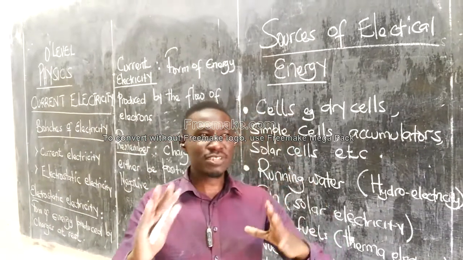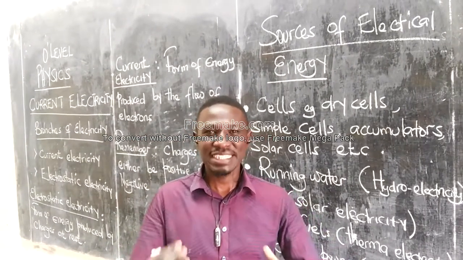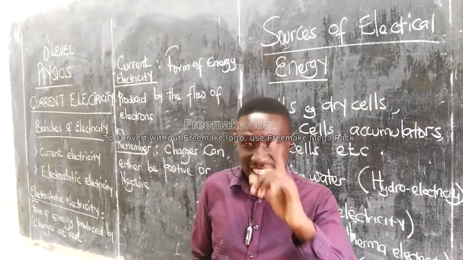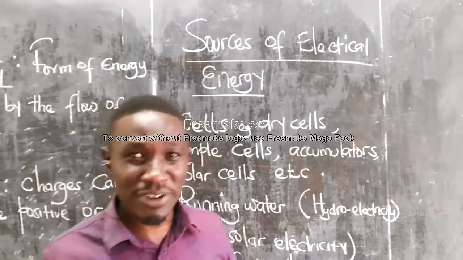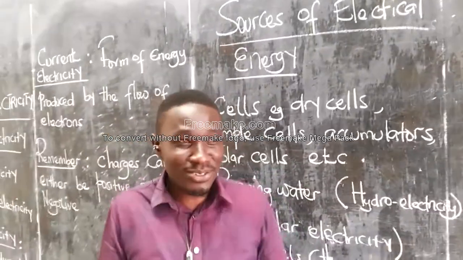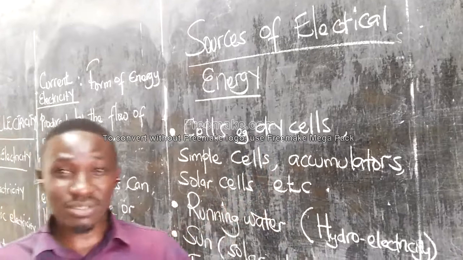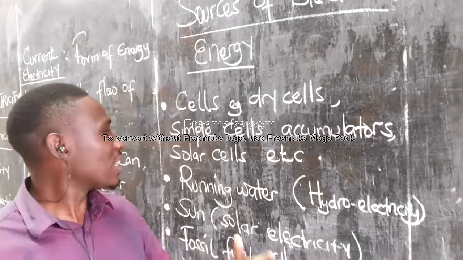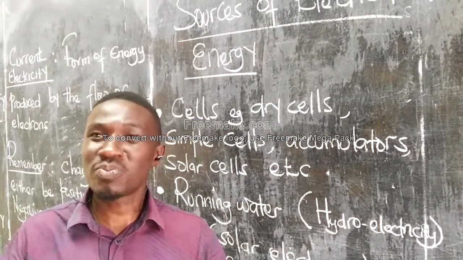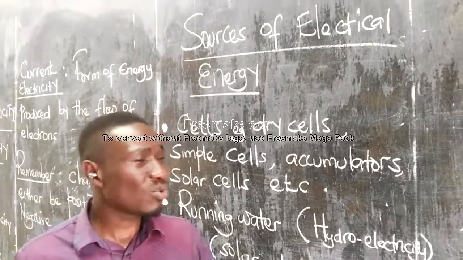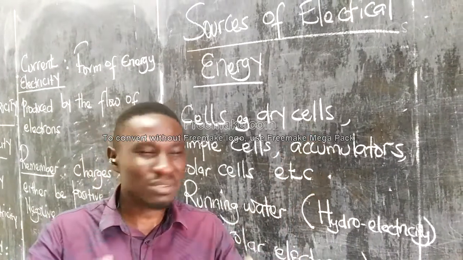Remember when we were looking at different forms of energy, one of them was electrical energy. Now where do we get that electrical energy? One, we can get electrical energy from cells. When I talk about cells, I mean dry cells. You can talk about solar cells. You can talk about accumulators. When I talk about accumulators, I mean the so-called batteries, lead acid accumulators. All those are sources of electrical energy because you can use them probably to light or to generate electricity.